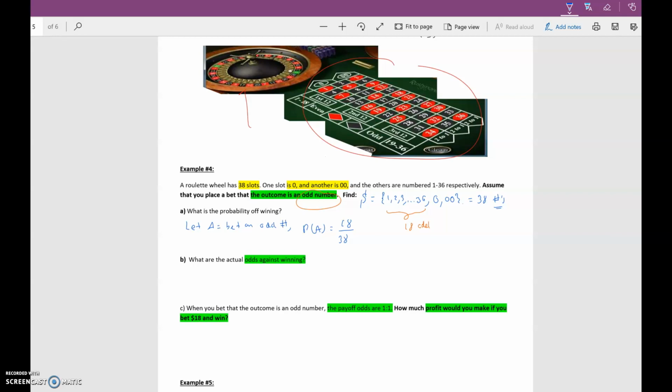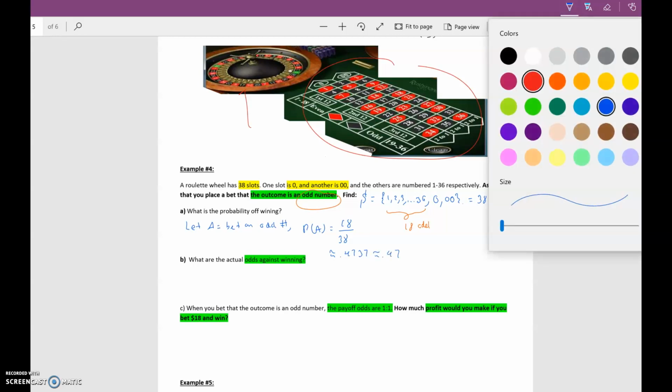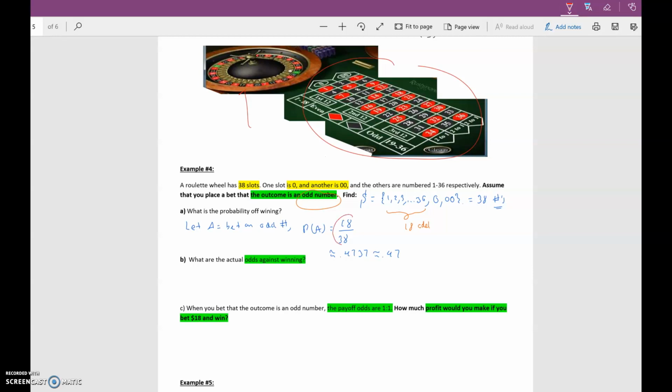That is approximately 0.47. So we're talking about 18 divided by 38, which gives us about 0.47.